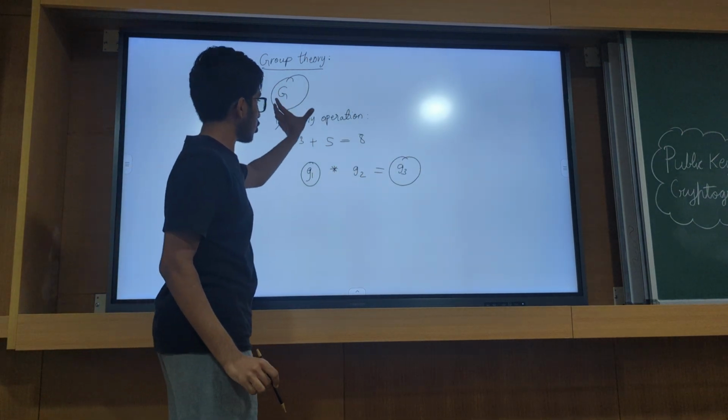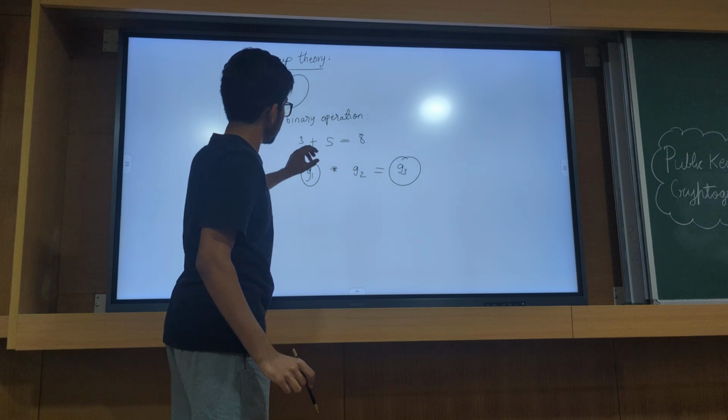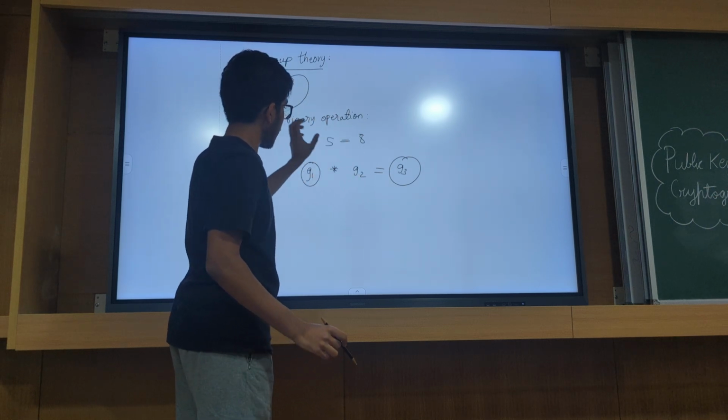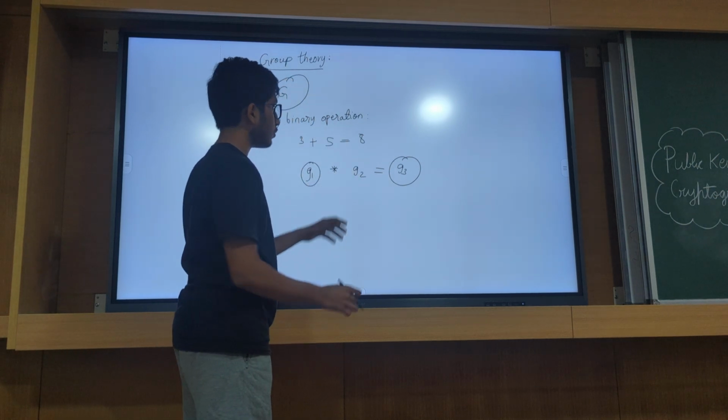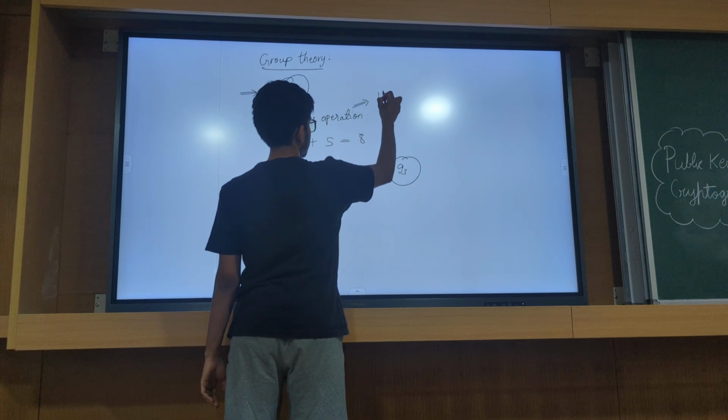So first thing is binary operation. Take any element of the set G, take any other element of the set G, and perform a binary operation between these two. This binary operation is fixed. Let this be star for this group.